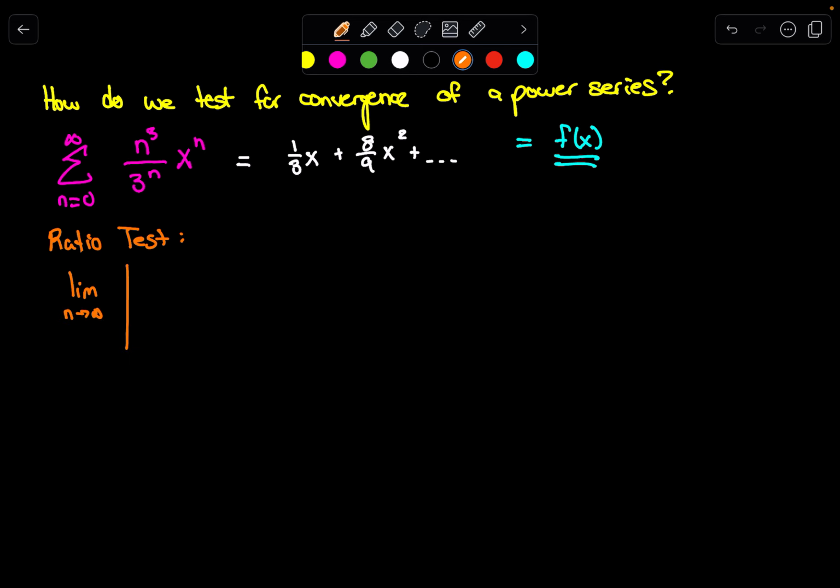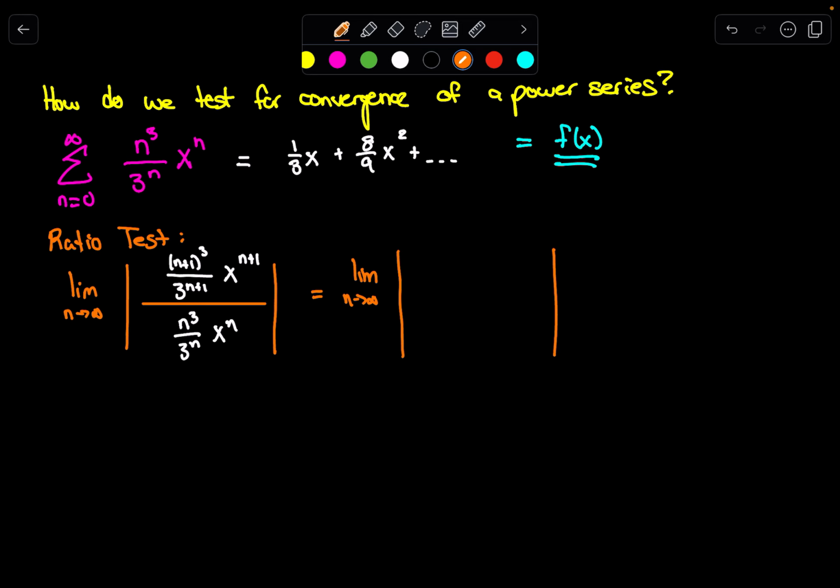We're going to compare the terms and make sure that they're getting smaller over time. And so we're going to look at the n plus 1 term. So n plus 1 cubed over 3 to the n plus 1. Then we have an x to the n plus 1. And then in the denominator, we're just going to have n cubed over 3 to the n. And then we have x to the n. And so we run it through the ringer. So we take the limit as n approaches infinity. We make sure we're very careful with our algebra here.